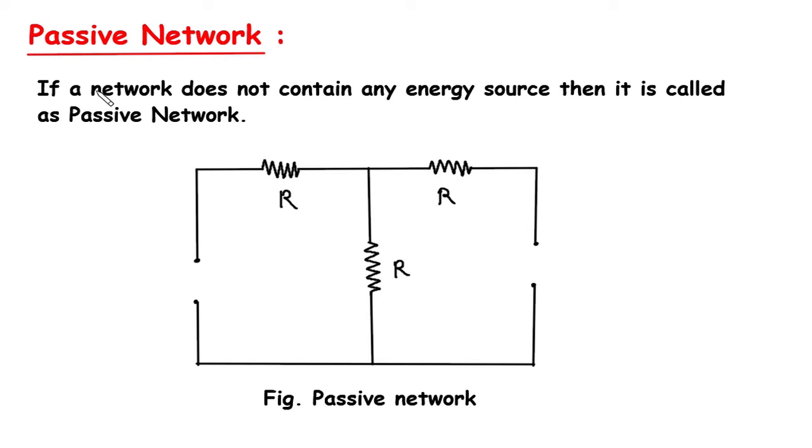Passive network. If a network does not contain any energy source, then it is called a passive network. Here we can see this is a network. It does not contain any energy source, neither a voltage source nor a current source. So it is a passive network.